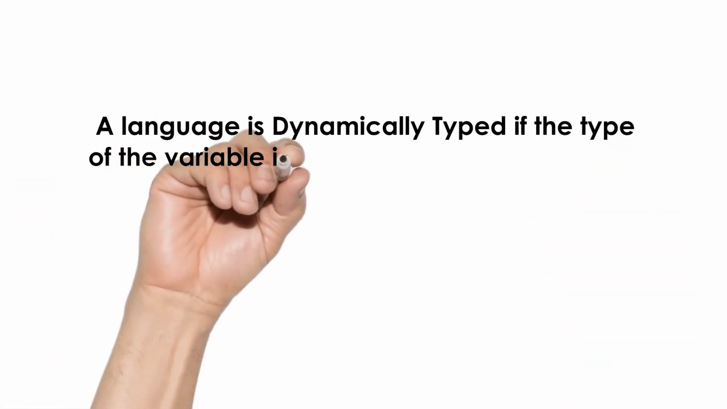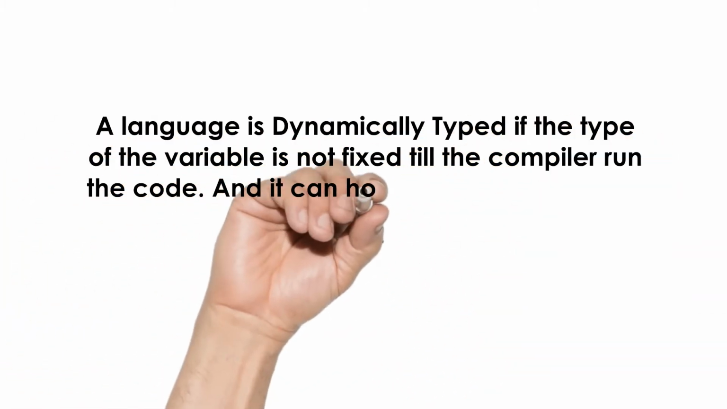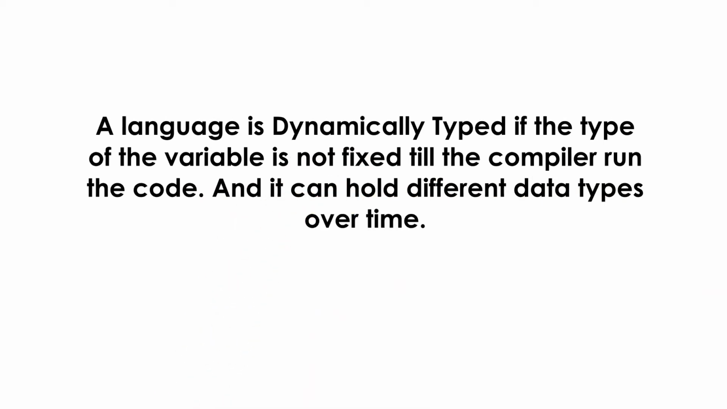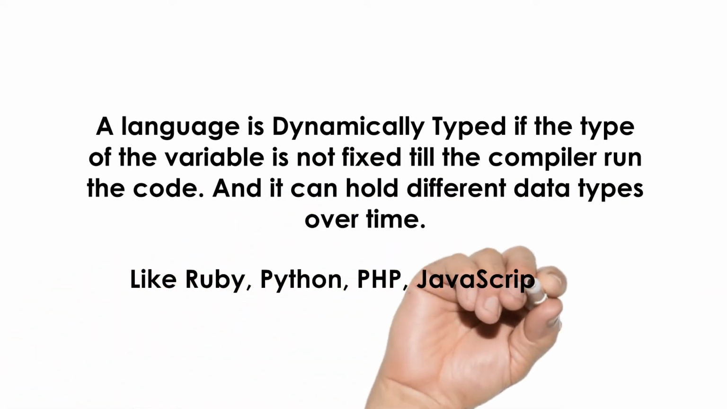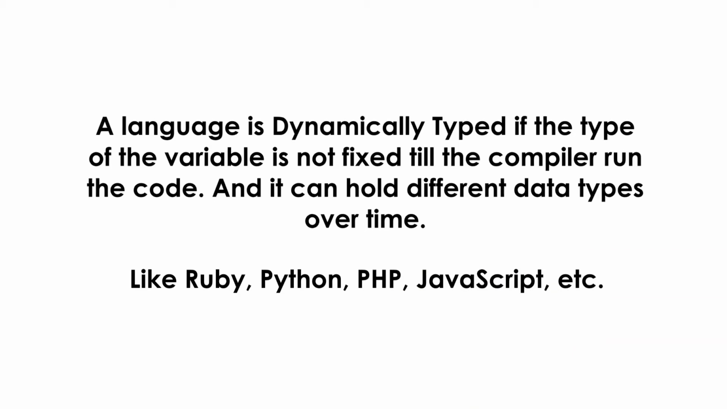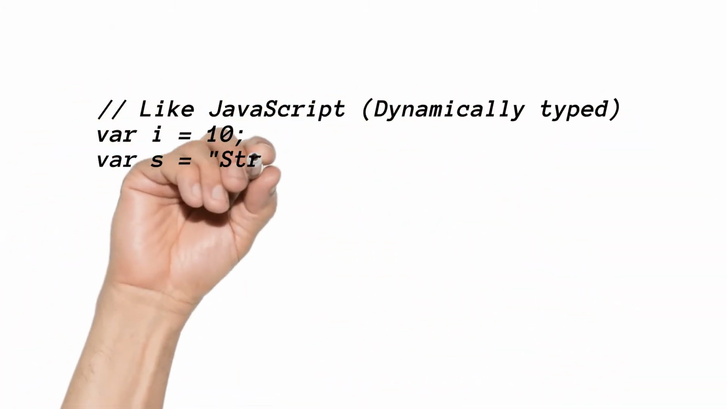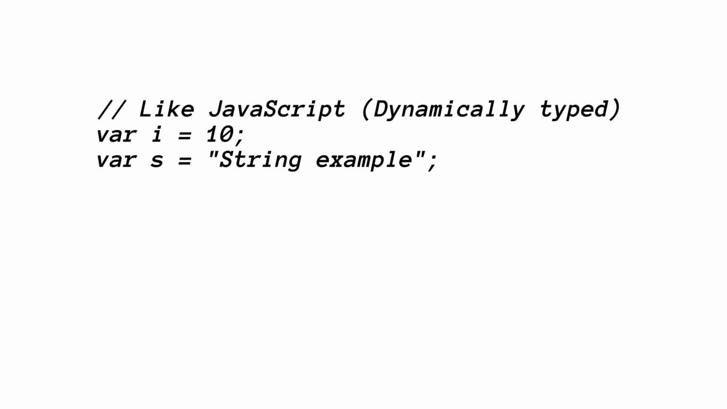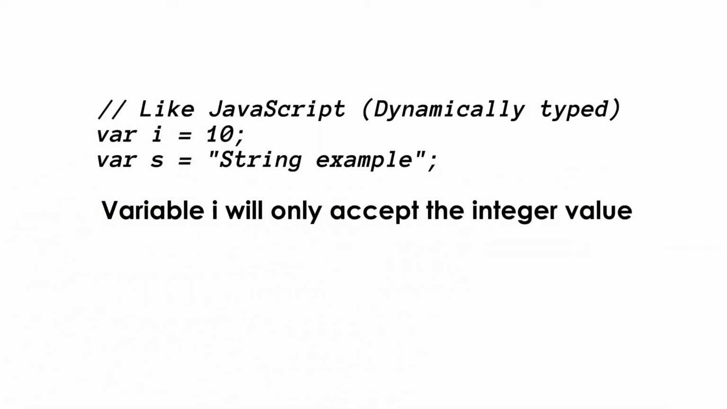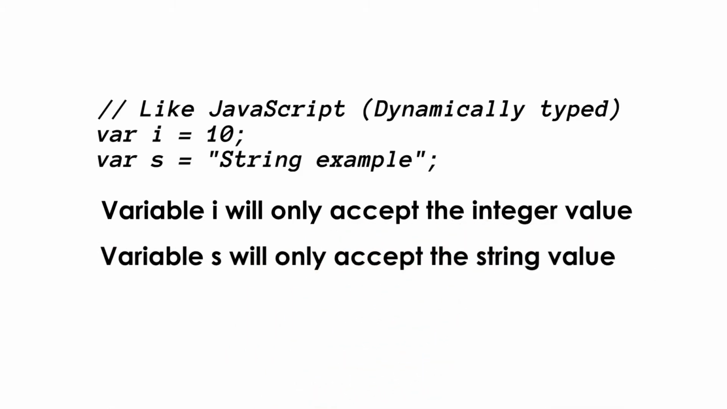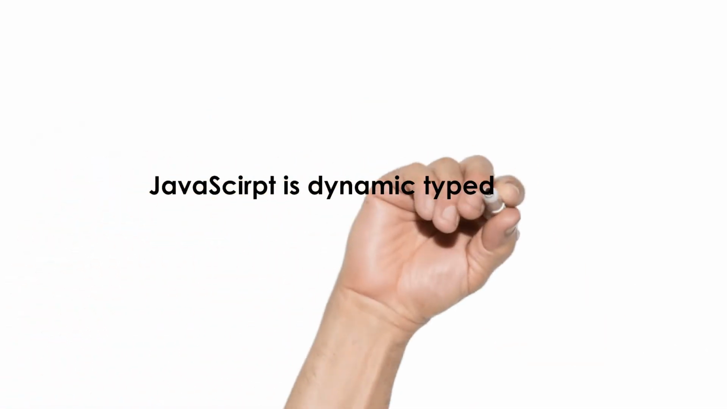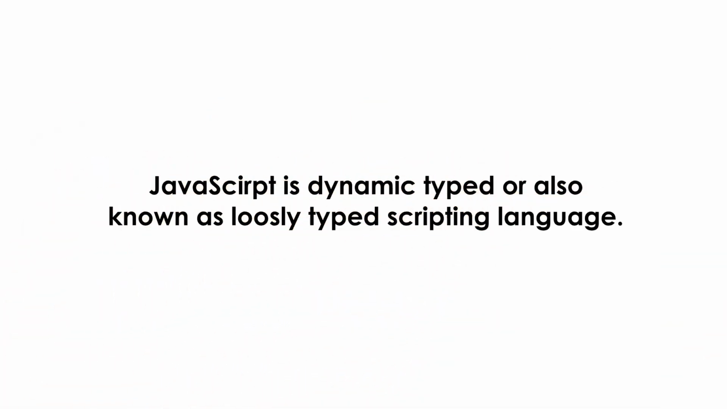A type of variable defined at the time of code running is known as a dynamic type. You can store different data types over time, like with JavaScript and some other languages. Let's take an example of JavaScript where two variables are declared, one is a string and the second is an integer, but their data type is unknown to the compiler until it runs your code. Based on the previous example, we can say JavaScript is a dynamically typed or loosely typed scripting language.